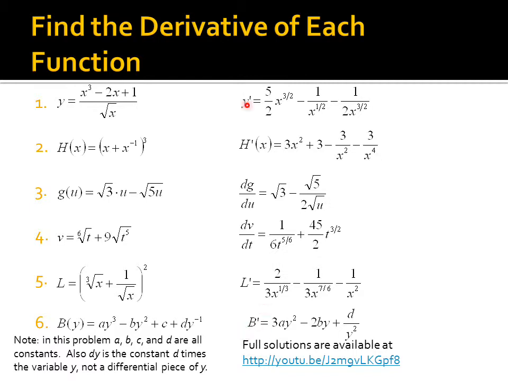You could have written dy dx here. You could have written dh dx here. You could have written g prime of u here. You could have written v prime of t here. You could have written dl dx here. And you could write db dy here. It's all the same.